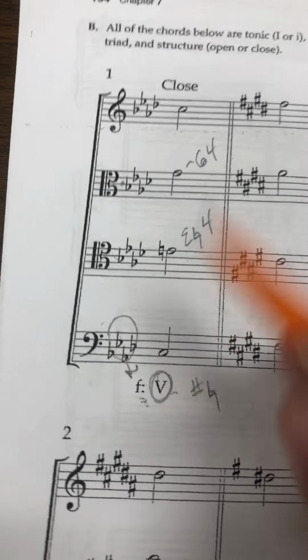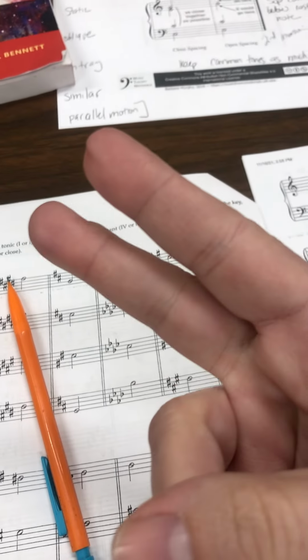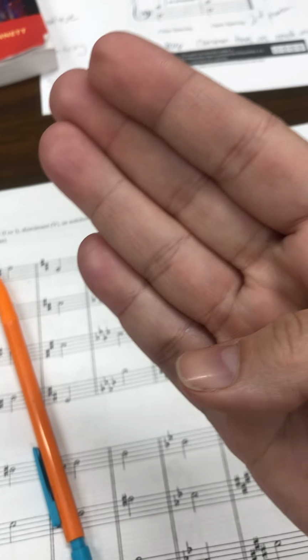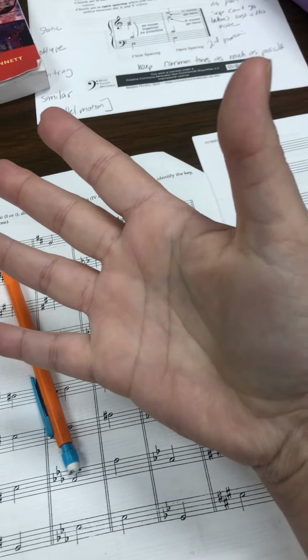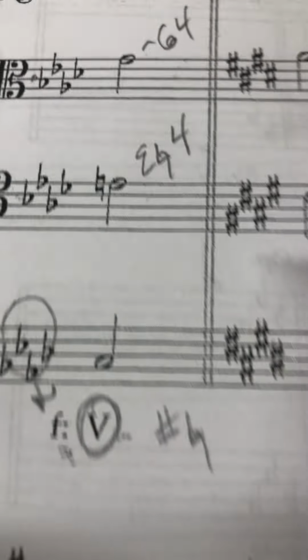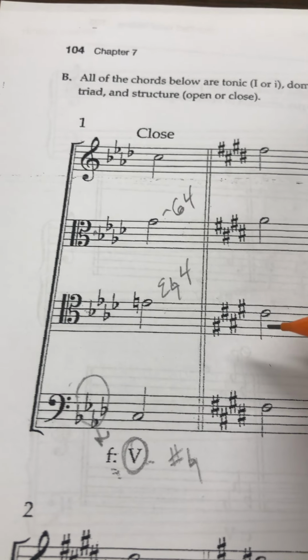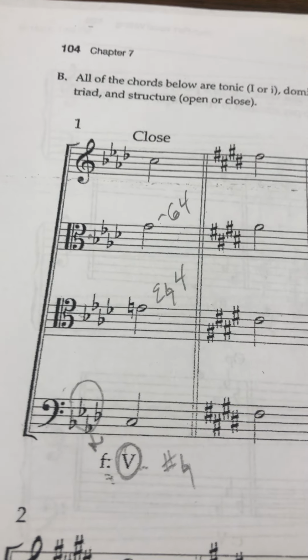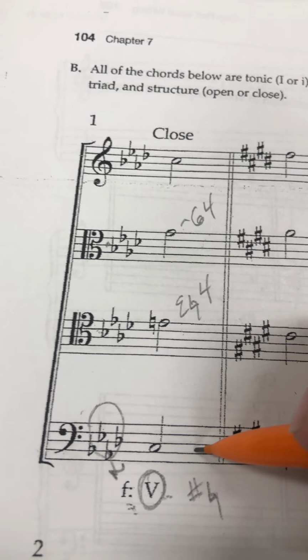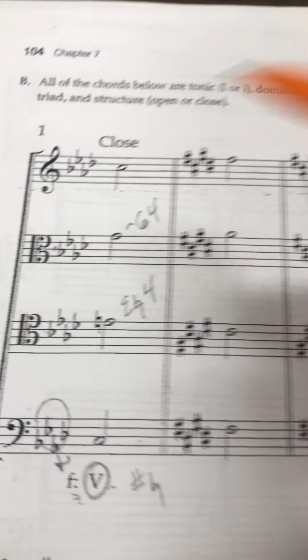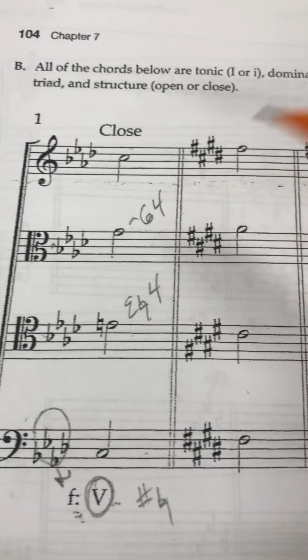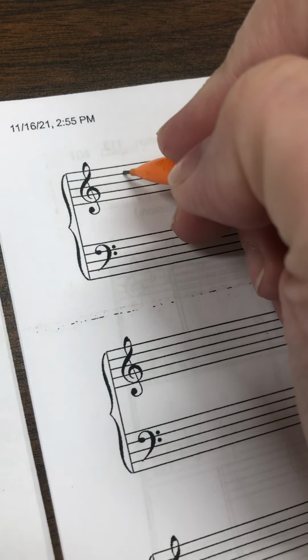Okay, F. Count on your fingers. F, G, A, B, C. Okay, so that's going to be your 5. So we're looking for a major C chord, a C triad. So it looks like we have a C, an E, a G, and a C. And it's telling you that it's closed, but I'm going to show you how I figure it out. This is how I'm going to do every single one of these examples.